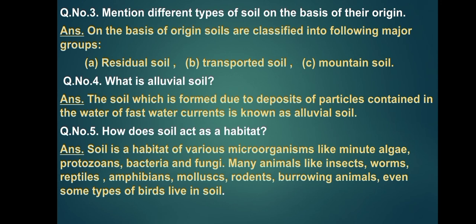Our next question: how does soil act as a habitat? Children, all of you know that in the soil different types of animals live. So soil is a habitat of various microorganisms like minute algae, protozoa, bacteria and fungi. Besides these, many animals like insects, worms, reptiles, amphibians, molluscs, rodents, burrowing animals, even some types of birds also live in soil.